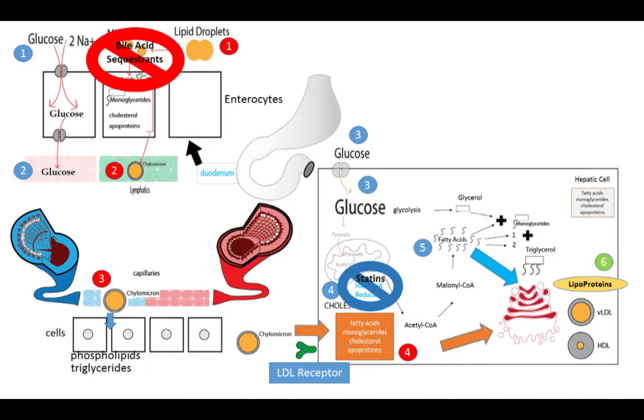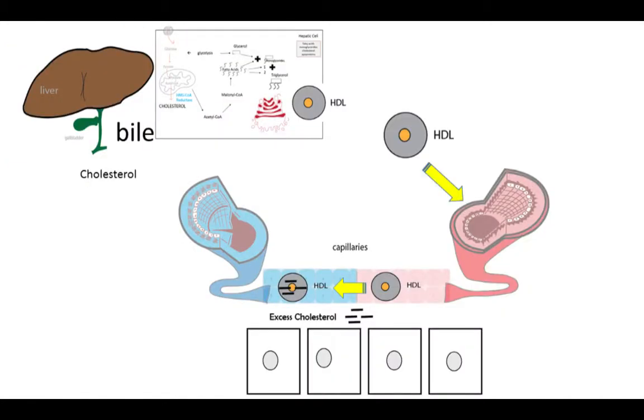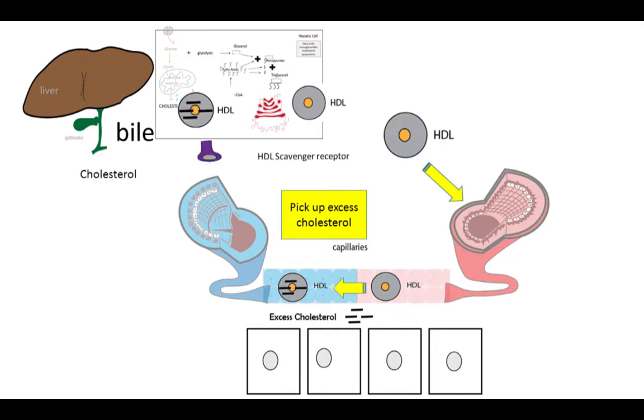The HDL are empty. Joe calls them trash trucks. They pick up excess cholesterol and bring it back to the liver. But we'll talk about what these do in a minute. So, the HDL, or the trash trucks, enter the bloodstream. The excess cholesterol in tissue will be picked up by the HDL, and the full HDL will return to the liver and enter via scavenger receptors.